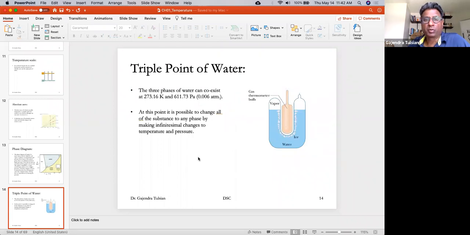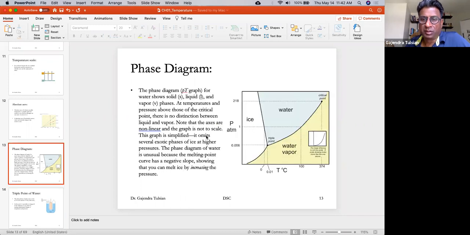So there's the triple point of water, and it occurs at 273.16 Kelvin and 611 pascals, so 6,000th of an atmosphere. At this point, it's possible to change all of the substance to any phase by making infinitesimal changes to temperature and pressure. So you see, you can go to any phase from the triple point.